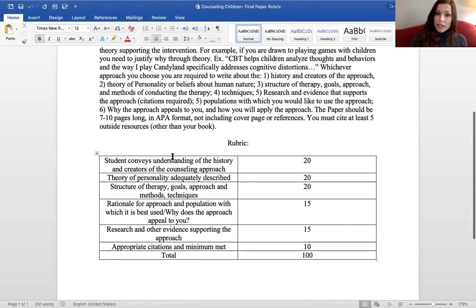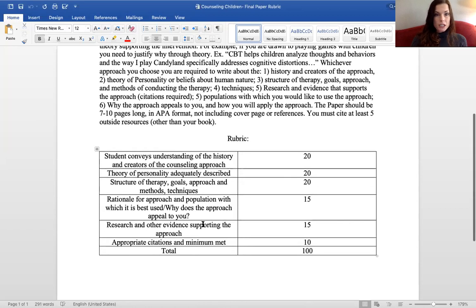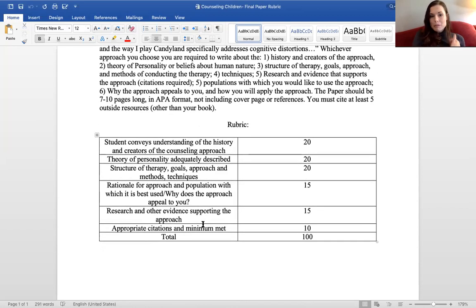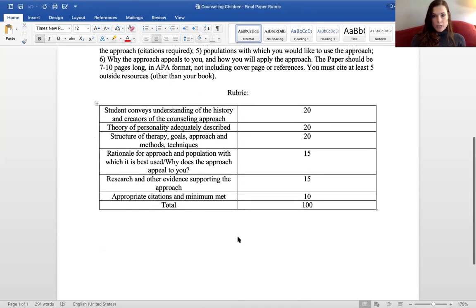So you're going to convey an understanding of the history and creators of the counseling approach for 20 points. Theory of personality is adequately described, 20 points. Structure of therapy, goals, approach, and methods and techniques for 20 points. Rationale for approach and population with which it is best used and why the approach appeals to you for 15 points. Research and other evidence supporting the approach for 15, and appropriate citations and minimum met 10, and this is for a total of 100 points.